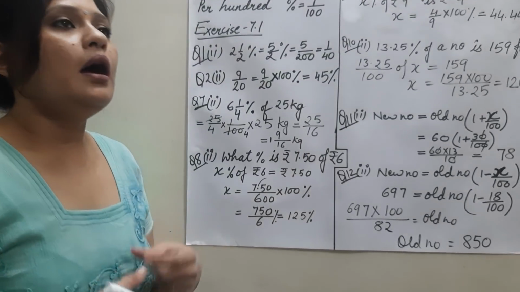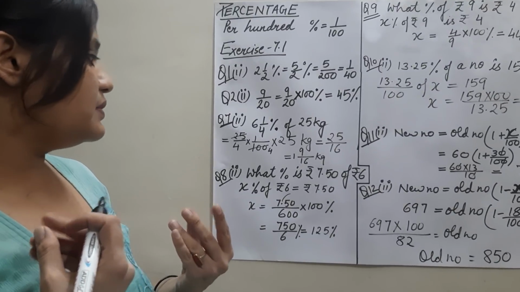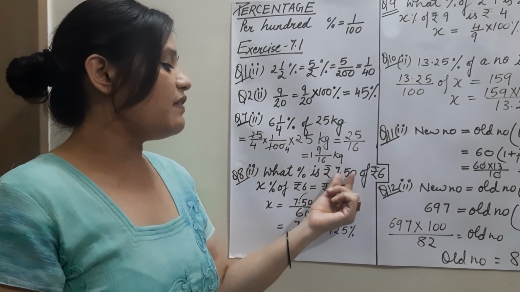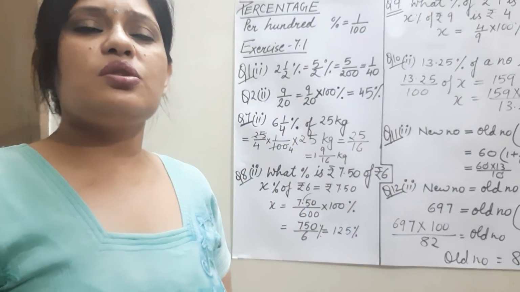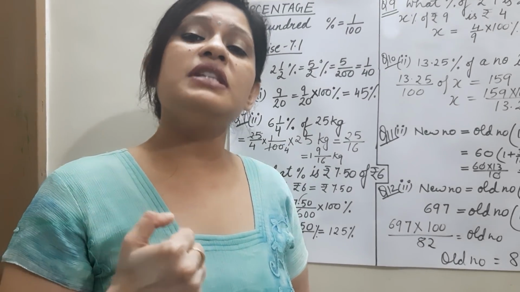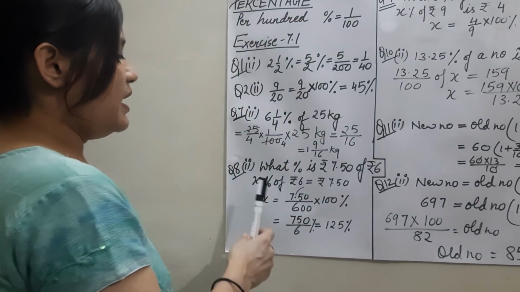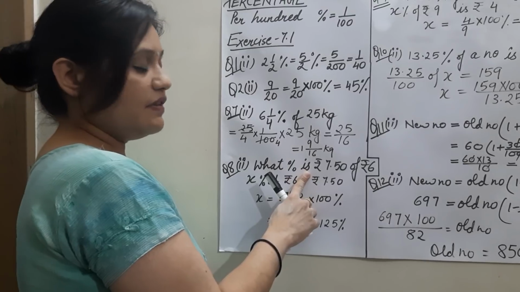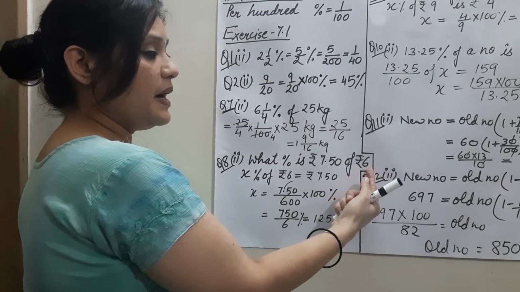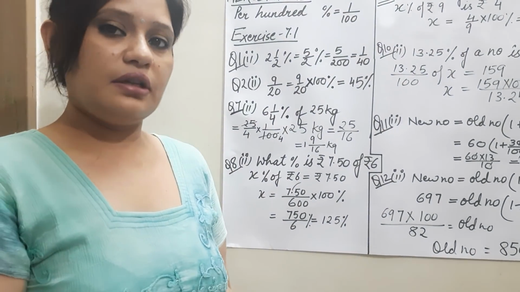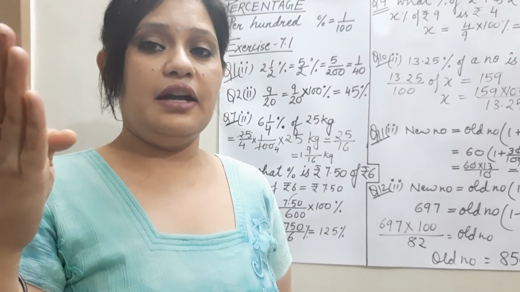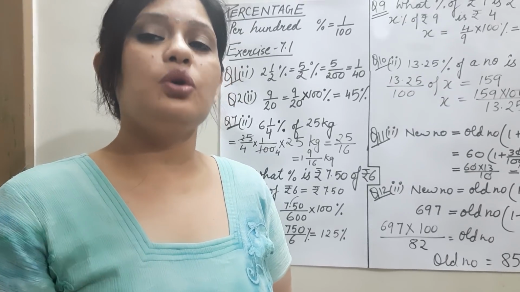Clear? Moving on to the next question, where they are asking what percent is rupee 7.50 of rupee 6? So in these kind of questions, two types will be given, what percent of and what percent is. Clear? If I give a shortcut, whenever it is asking what percent is, it will be first number divided by second number into 100%. Clear? And when it will be what percent of, then second number divided by first number into 100%.